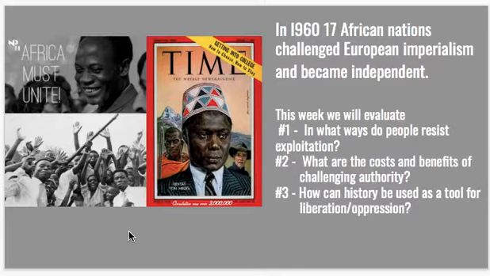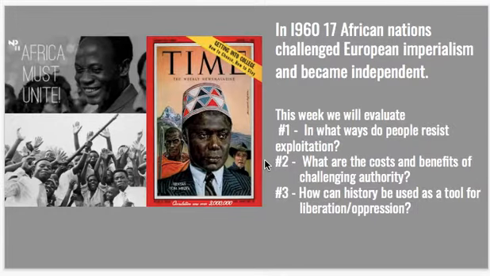Now, we have to think about this in terms of these large questions. So look at these questions. One, in what ways do people resist exploitation? We learned about this with Gandhi and Ho Chi Minh. There's nonviolent resistance and there's armed resistance. How are both of these happening at the same time? We're going to look at this with these African nations. Two, what are the costs and benefits of challenging authority? These countries have been imperialized and colonized for decades.